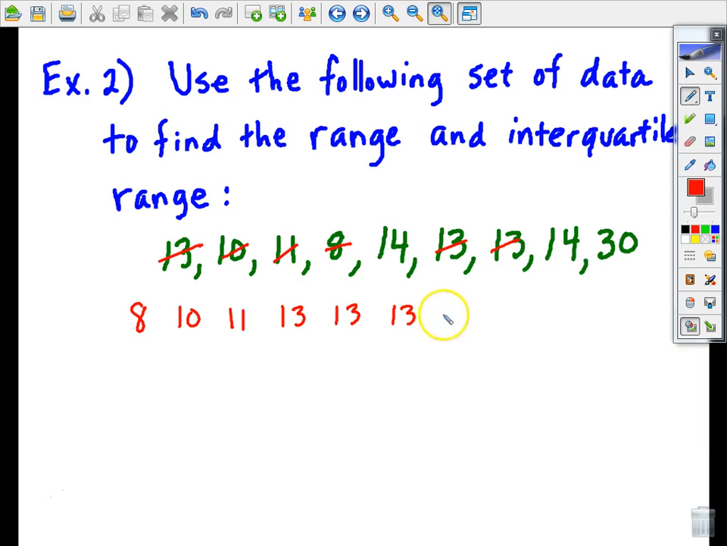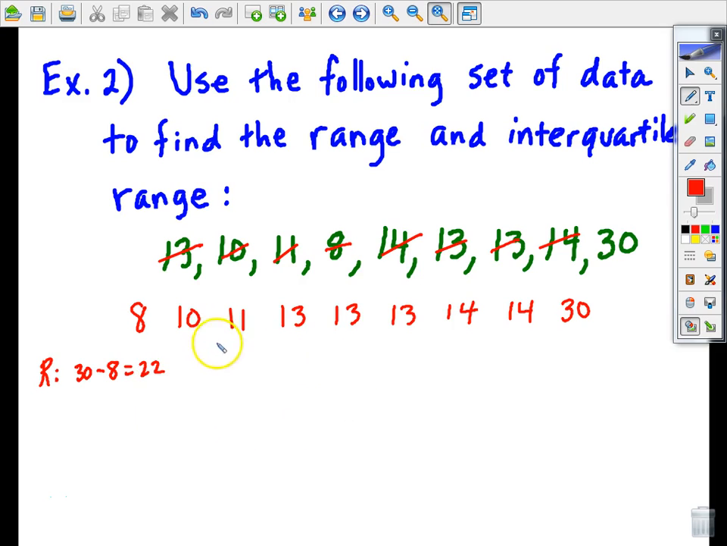We've got a couple of 14s. And I've got the number 30. Okay, let's double check. 1, 2, 3, 4, 5, 6, 7, 8, 9. 1, 2, 3, 4, 5, 6, 7, 8, 9. Okay, we're in good shape. Well, the range, we can go ahead and take care of that. The range is the highest number minus the lowest, and that's 22.